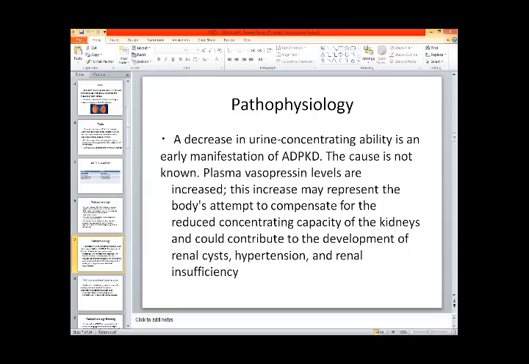So after formation of a cyst, the kidney's ability to concentrate urine is lost, which leads to a stimulus to increase the level of vasopressin. The ADH level in the body is high, which leads to increased fluid retention in the body and in the cysts, and causes hypertension and renal insufficiency.